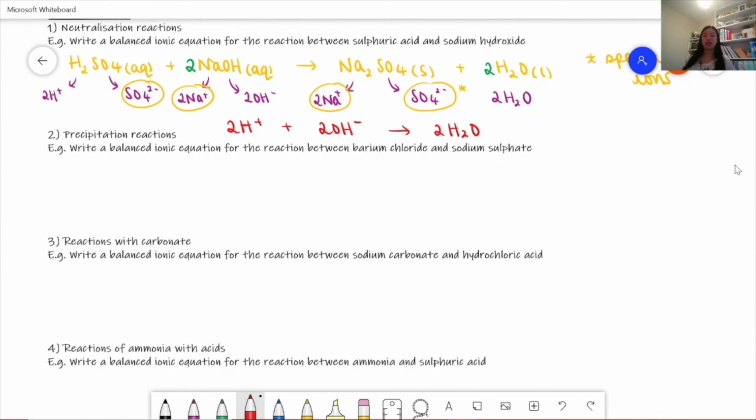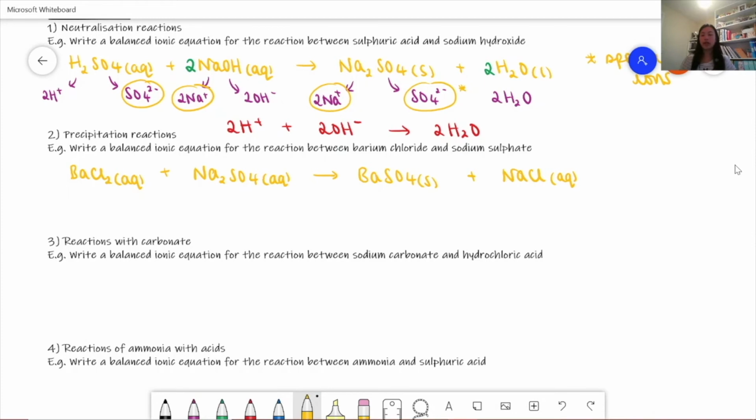So we have a precipitation reaction this time, and this is between barium chloride and sodium sulfate. A precipitation reaction is basically just one where we're forming a solid from 2 aqueous substances. So we have barium chloride, which has the formula BaCl2, and this will be aqueous. And we're going to react it with sodium sulfate, which is Na2SO4, which is also aqueous in this experiment. And then we're going to form barium sulfate, which is our precipitate, our solid. And then we also have sodium chloride, which is going to be aqueous.